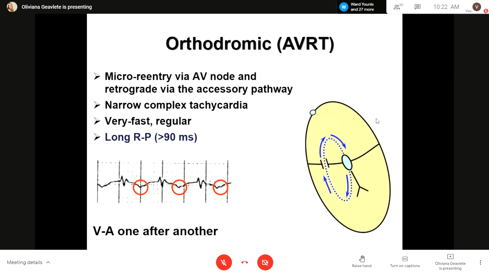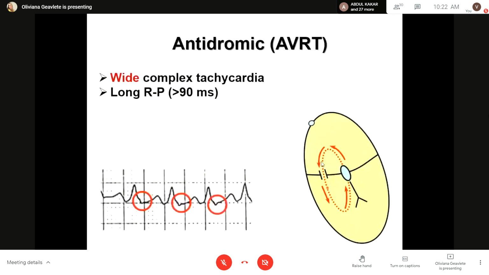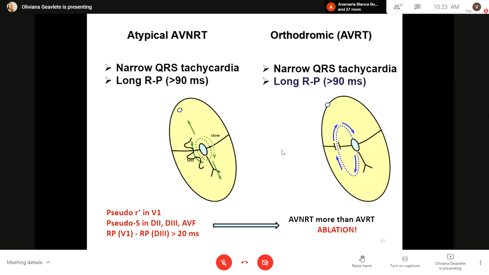The brother of orthodromic is the antidromic, and the sense is the other way around. So you are conducting through the accessory pathway and then retrograde through the AV node. So you will have a wide QRS complex, because this zone is working myocardium and it is slower, and a long RP. So you will ask me how to differentiate these two.